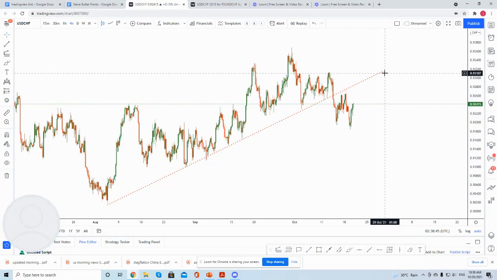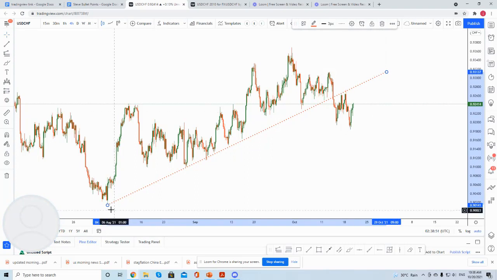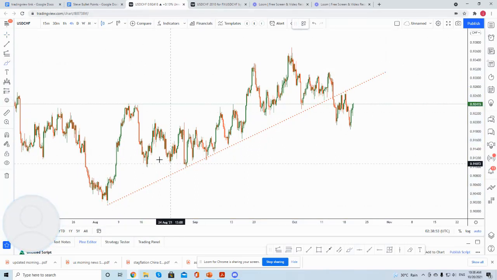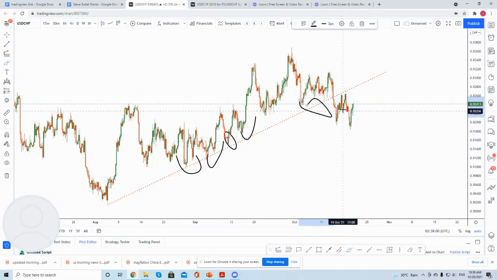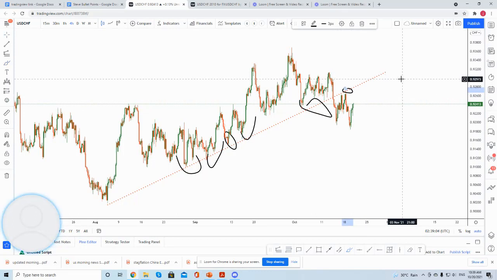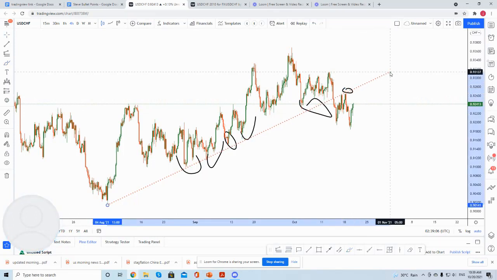When price has broken out of an ascending trend line, it means that it's probably on a bearish momentum. You can see that price reacted off it here, here, pretty close here, and here. And then it broke, and then it retested, but it failed. It failed to retest, so you can say that price is probably going further down.